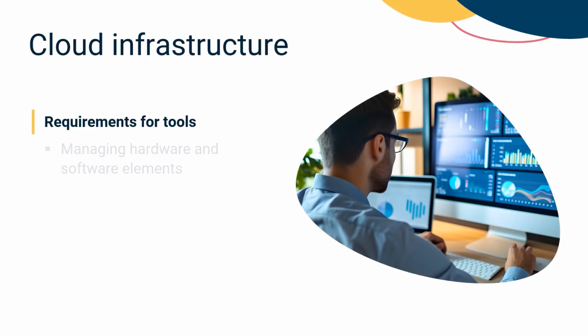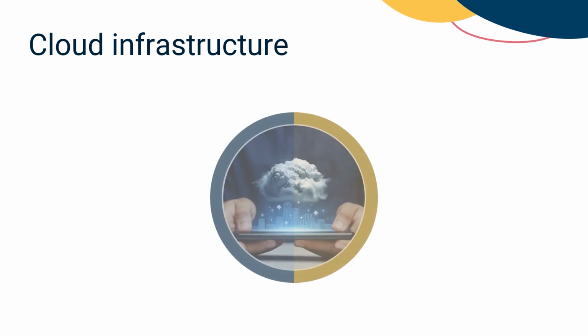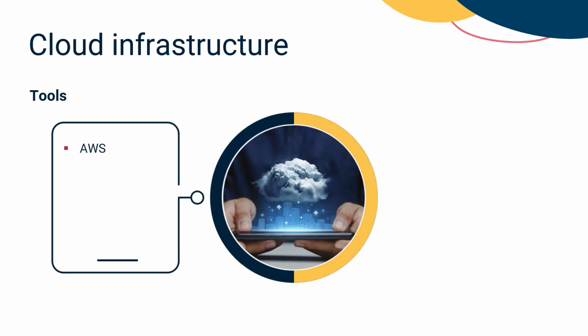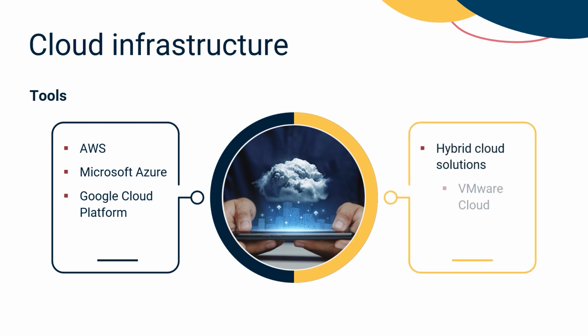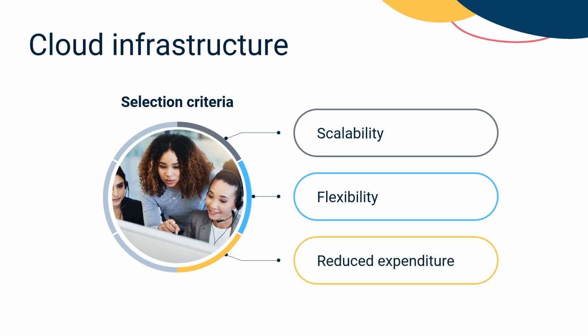Cloud infrastructure requires managing hardware and software elements such as computing power, networking, storage, and virtualization resources to enable cloud computing. AWS, Microsoft Azure, or Google Cloud Platform provide comprehensive ecosystems for data storage, processing, and security. Hybrid cloud solutions like VMware Cloud can integrate with on-premises systems, ensuring compliance and data residency requirements. A cloud-first strategy enables scalability and flexibility while reducing capital expenditure.